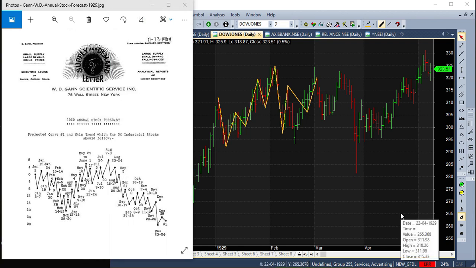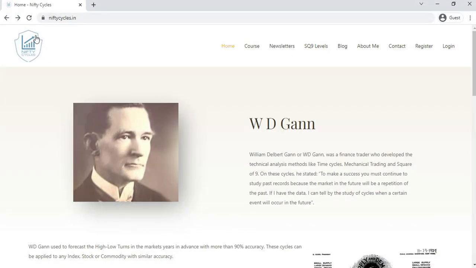Now let's see how a similar forecast works in the Indian stock markets. The forecast for Indian stock markets is available on a website called niftycycles.in. The link for this website is provided in the description. You can go to the newsletter section and download a copy of the December 2021 forecast for free. I have already downloaded a copy of the newsletter forecast, so let me bring it up.